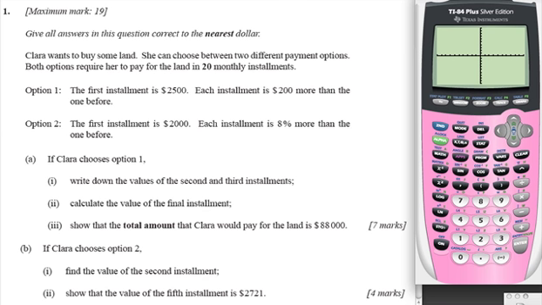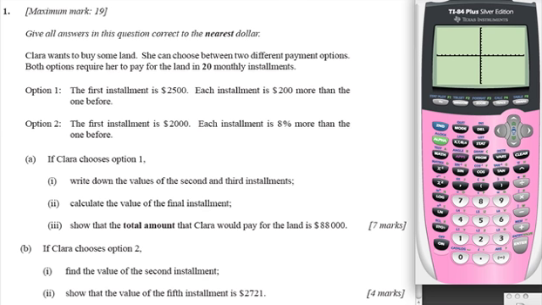All right, so we've got option one, where you give a first installment of $2,500, and then each installment after that is $200 more than the one before. Hang on, I've messed this up already. No, that's good because that means that if each installment is 200 more than the one before, it's going to be an arithmetic sequence. What about the second option?